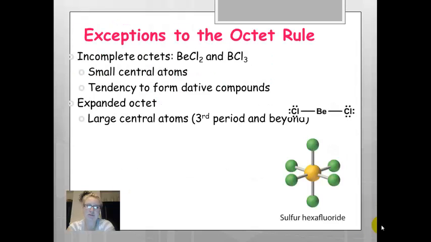There are exceptions to the octet rule. The first exception is when you have incomplete octets, for example in beryllium chloride or boron trichloride. This usually occurs when you have small central atoms because they don't have enough room to fit 8 electrons around them. An expanded octet occurs if you have large central atoms that can have more than 8 electrons around them, for example in sulfur hexafluoride.